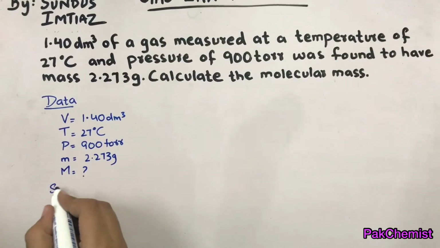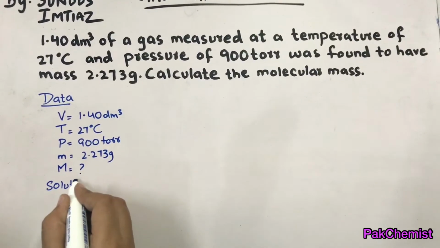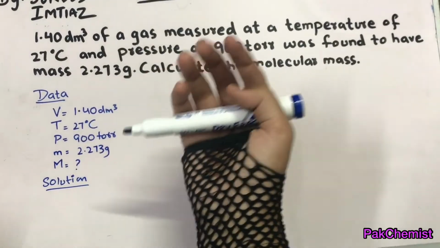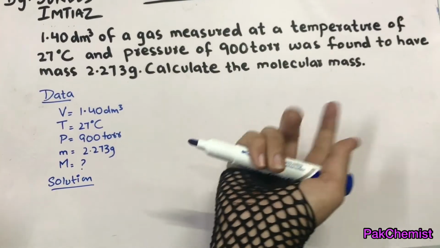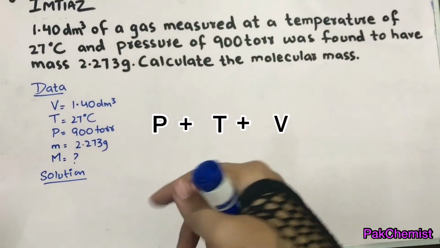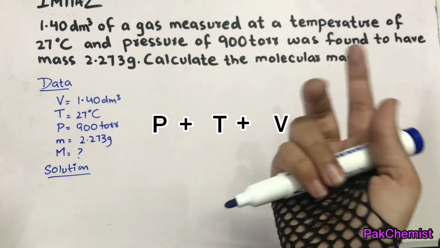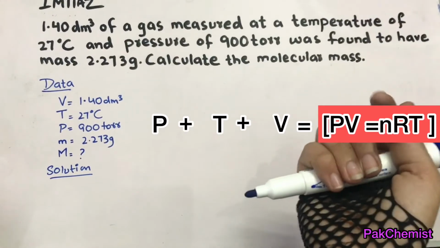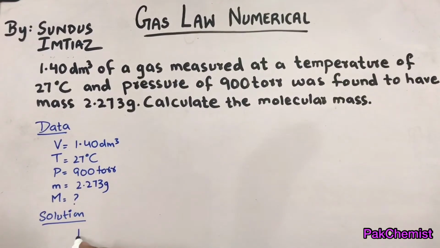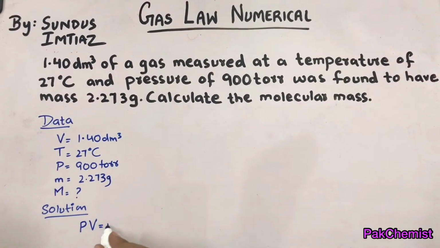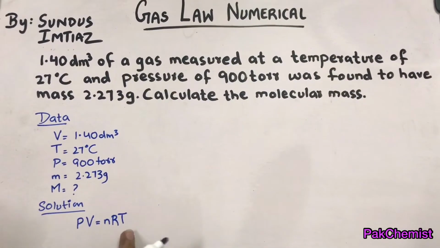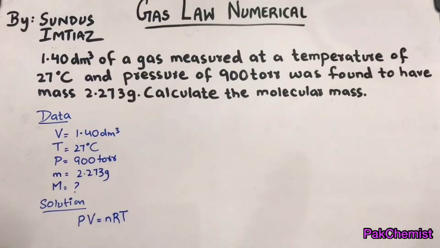Now let's come to the solution. As you have seen, we are given volume, temperature, and pressure, so we need a formula in which all the volume, temperature, pressure relationships are combined. This is the general gas law. So we have the formula of the general gas equation, that is PV equals nRT. With the help of this formula we are going to solve this numerical.